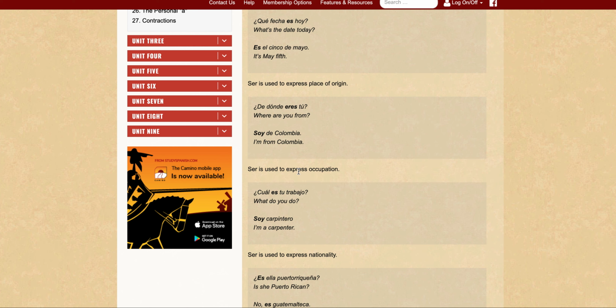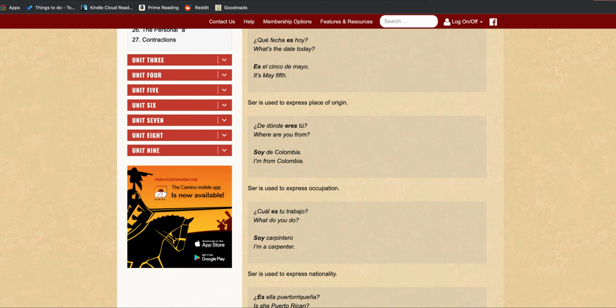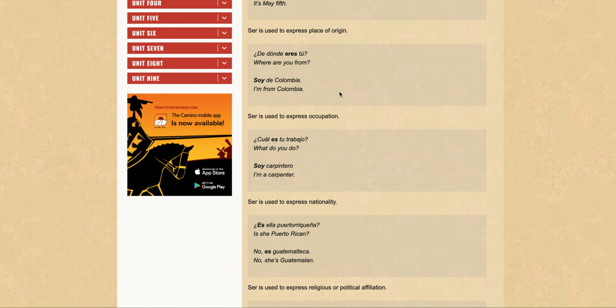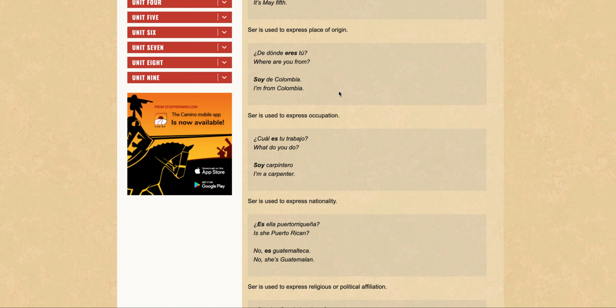Ser is also used to express occupation. So you have ¿Cuál es tu trabajo? What do you do? Notice that you don't say is here, right? Unlike the previous examples, it doesn't literally translate to is. So what do you do? Soy carpintero. I'm a carpenter. So if you're talking about I or I am, we use soy, right?